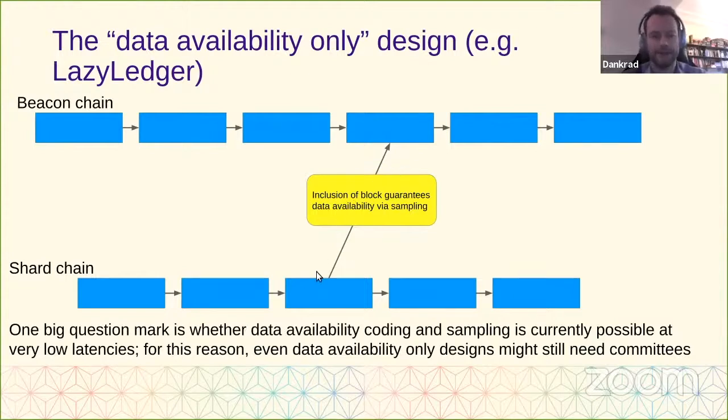there is the question whether this can be done in a few seconds, as, for example, a committee can work with maybe 5 to 10 second latency, whereas in this case, it is not clear yet whether both distributing the sample chunks in a peer-to-peer network and doing the sampling can be done on that sort of latency scale. But if that can be done, then this is a very promising and elegant design that gets rid of a lot of the complexity of sharding.